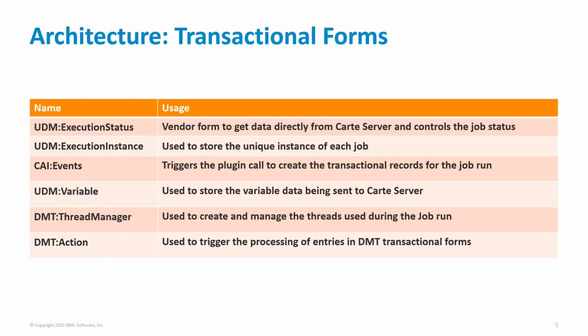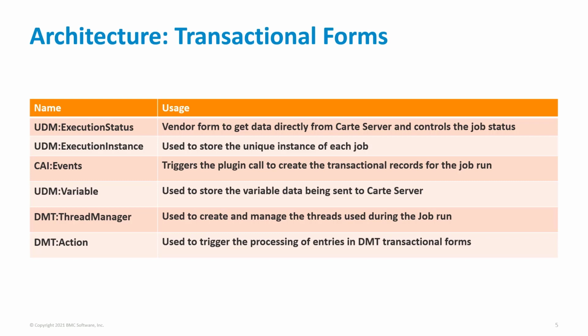CAI:Event. This form triggers the plugin call to create the transactional records for the job run. All the step categories use this form. Every UDM job event should have the event name as DLD_OUT_CREATE, which triggers the data processing thread in the DMT:ThreadManager form via sequencing.